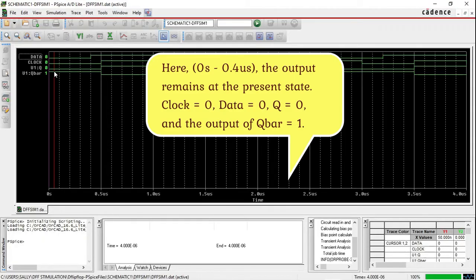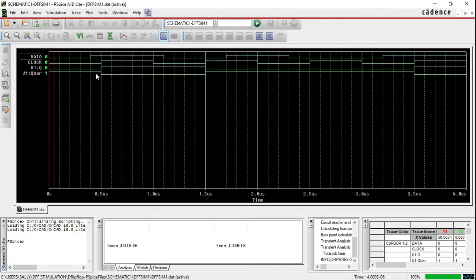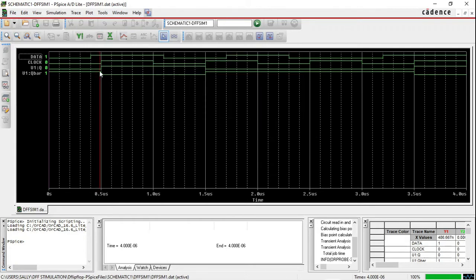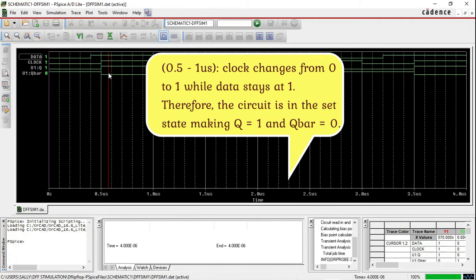The output remains at the present state. Clock equals 0, data equals 0, Q equals 0, and the output of Q bar equals 1. Data changes from 0 to 1, clock remains at 0, and the output does not change. Clock changes from 0 to 1 while data stays at 1. Therefore, the circuit is in the set state, making Q equals 1 and Q bar equals 0.